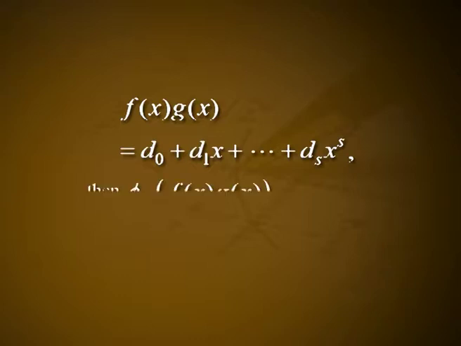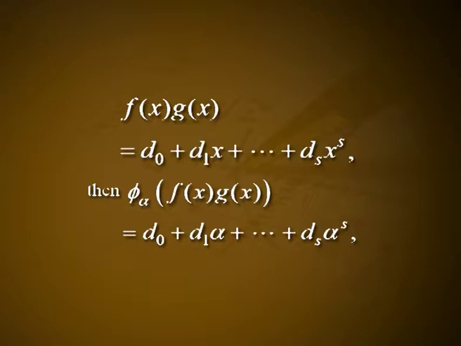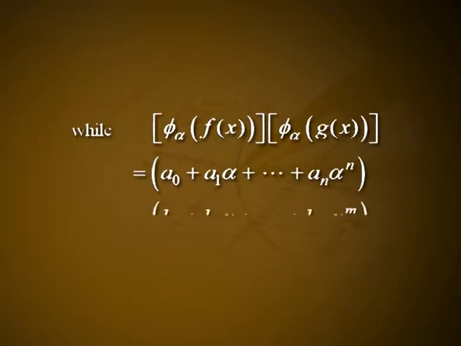2. If f(x)g(x) = d0 + d1x + ... + ds x^s, then φα(f(x)g(x)) = d0 + d1α + ... + ds α^s, while φα(f(x))φα(g(x)) = (a0 + a1α + ... + an α^n)(b0 + b1α + ... + bm α^m).